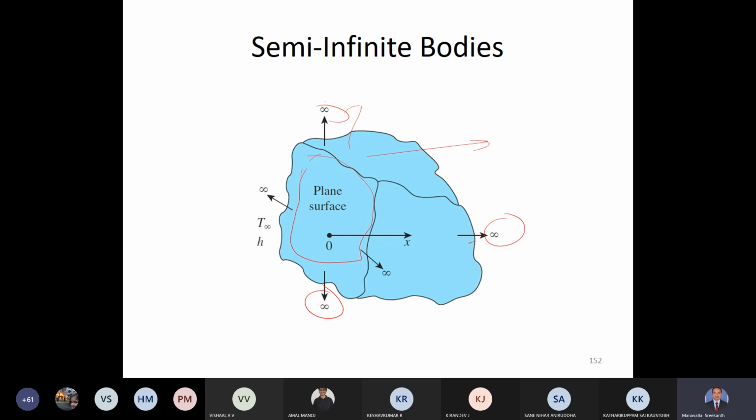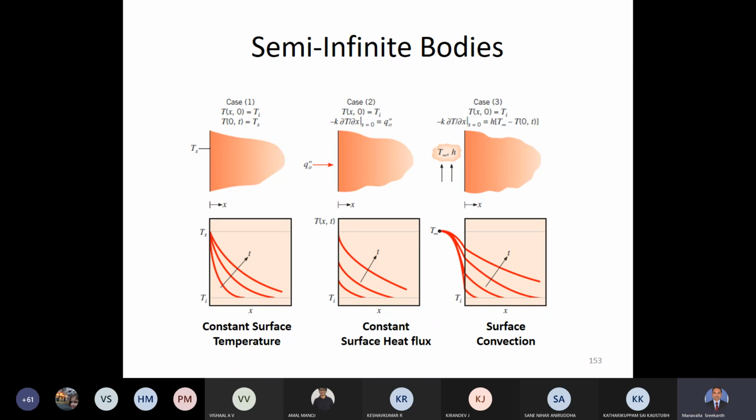So in those bodies where the thermal effects of one side are not felt on the other extremes, or they may take a very long time, like a few days, months, sometimes years, that kind of bodies are called semi-infinite bodies. So here you see some semi-infinite bodies and how the temperature distribution looks like.